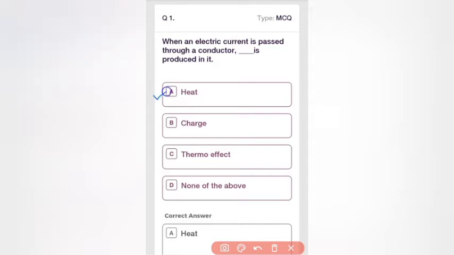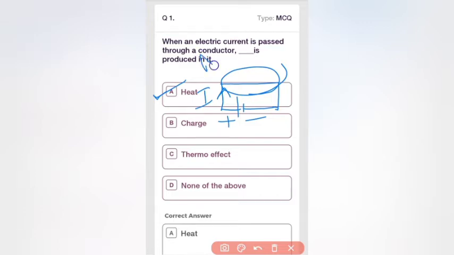Option A, heat. Option B, charge. Option C, thermo effect. And option D, none of the above. Answer is heat. Option A is the correct answer. See, when we connect the wire to a cell or a battery, current will be flowing through it and heat will be produced around it. A magnetic field will also be produced around it. So we don't have the option magnetic field, so the answer is heat.